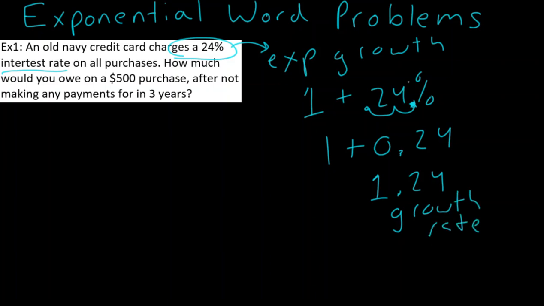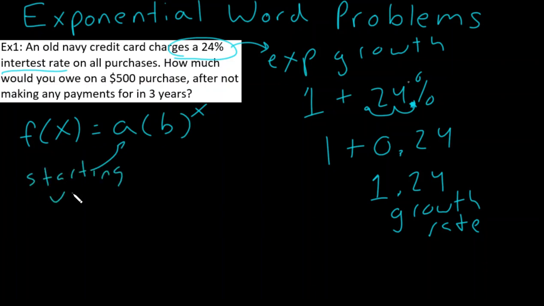Okay, so let's take a look at what an exponential function typically looks like in these problems. Well, we have f of x equals a parentheses b to the power of x, where a is going to be our starting value, b will be our exponential growth rate or our decay rate, but in this case, of course, it is our growth rate, and x is typically going to be some period of time.